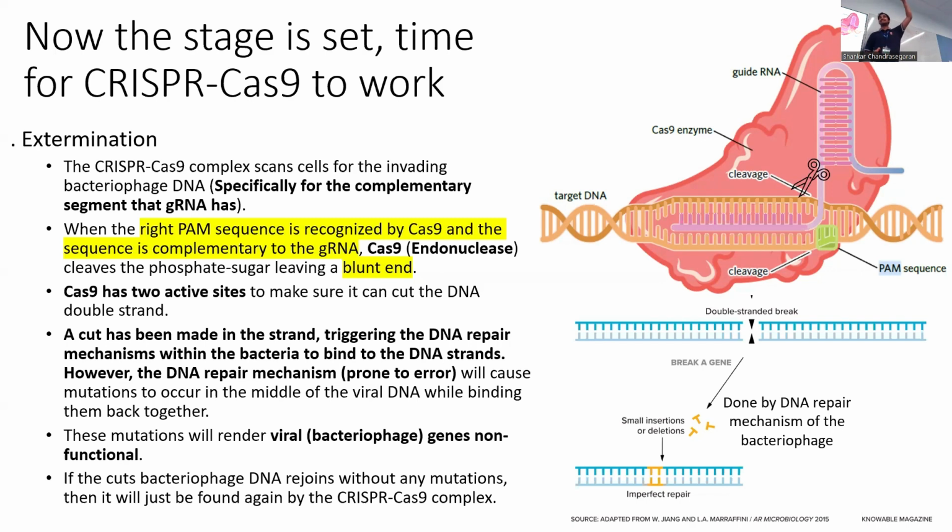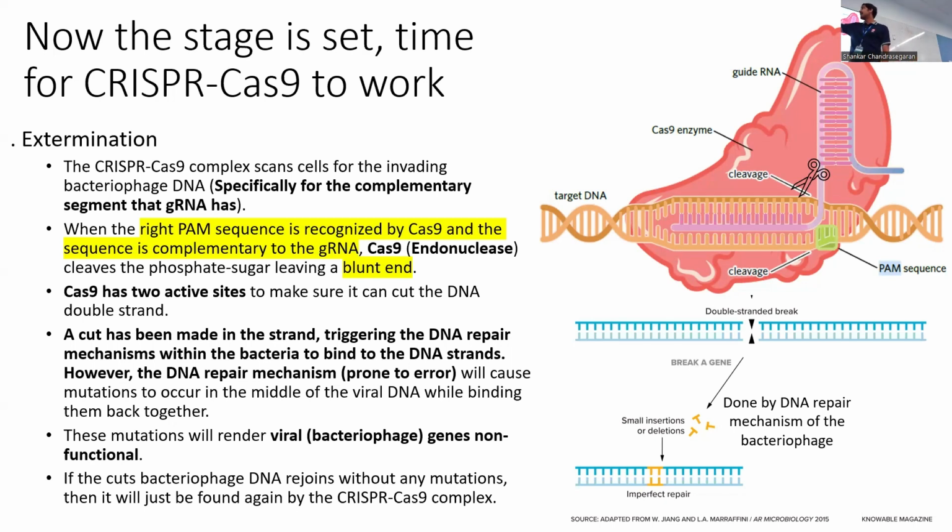Remember that bacteriophage inserts its own DNA into bacterial DNA. So at one point of the bacteria DNA, there will be one segment that is viral DNA. So that's the part that Cas9 is looking for. It's like, where is the viral DNA? If it finds it, because it's all complementary, that's where it will make the cut.